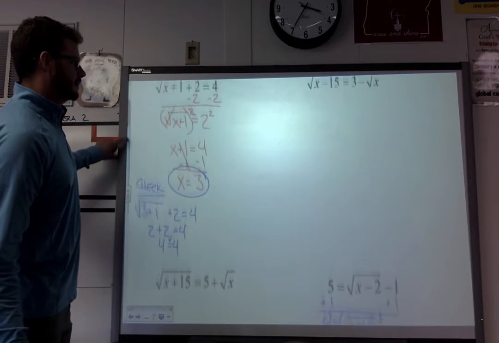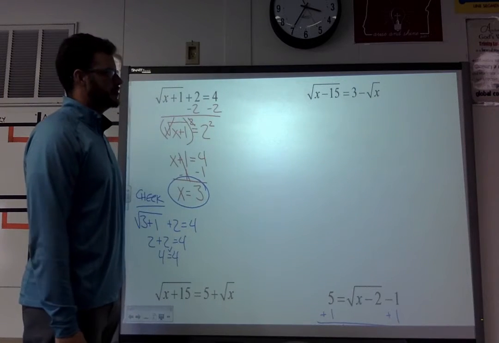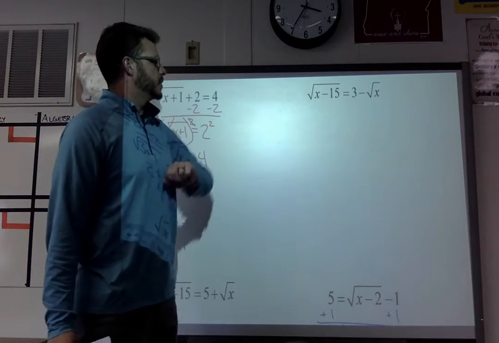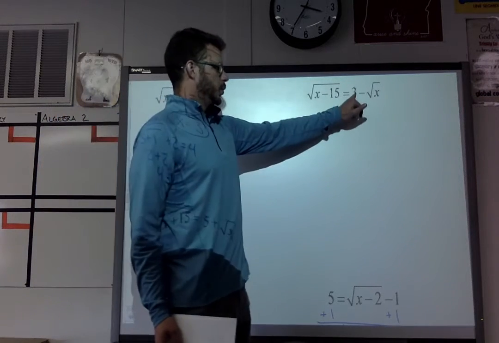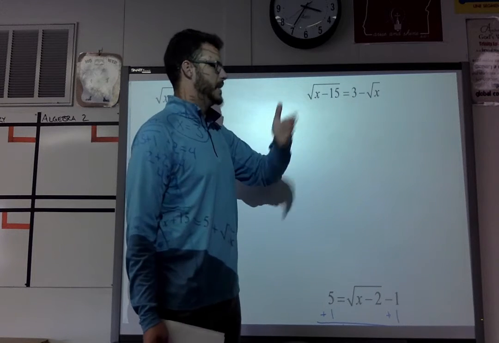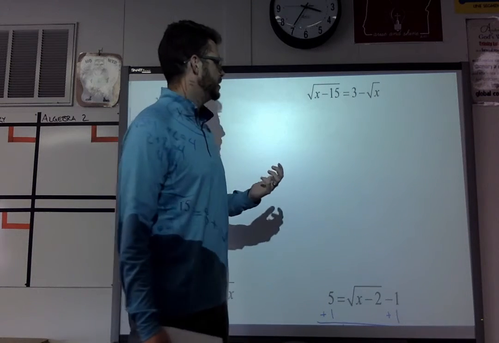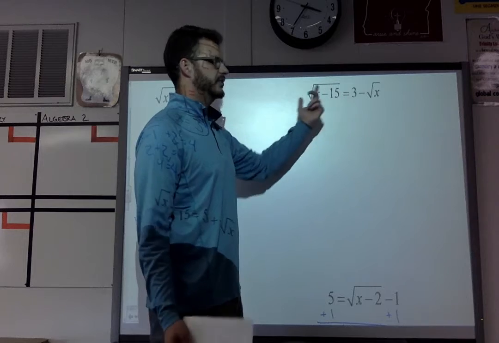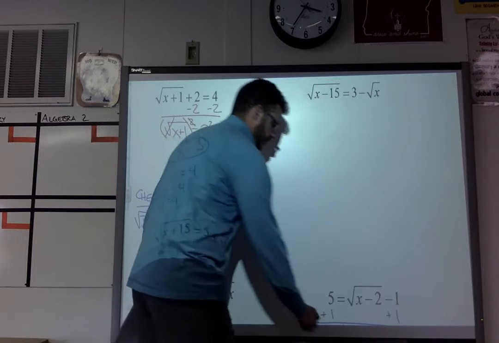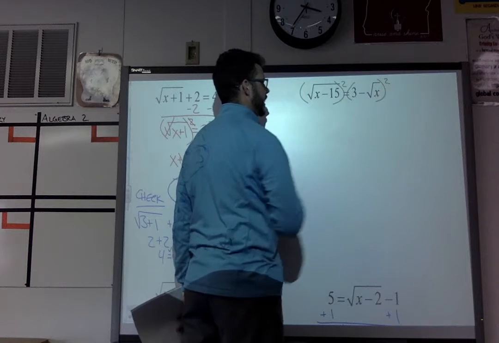Now, on a problem like this one, where we have radicals on both sides, the square root of x minus 15 is equal to 3 minus the square root of x. We could subtract our 3 over, but then we'd have the square root of x minus 15 minus 3 is equal to the negative square root of x. Really there, we're just moving that 3 from one side to the other. We're never going to end up with only the radical on one side. So on a problem like this, you're going to go ahead and square both sides right off the bat.